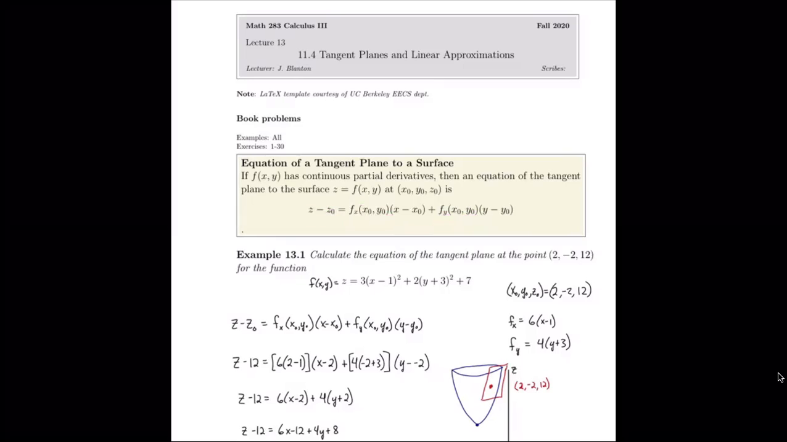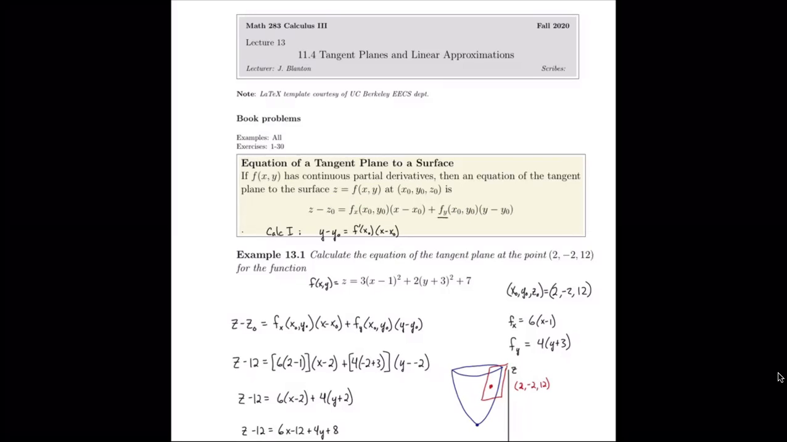Compare this to what we used to do in Calc 1. Just for a quick note, in Calc 1, our linearization looked like this: y minus y naught was equal to the derivative of f at x naught times x minus x naught. This is essentially the same thing, only y is now an independent variable. Z is our new dependent variable, so we have to include y's derivative.